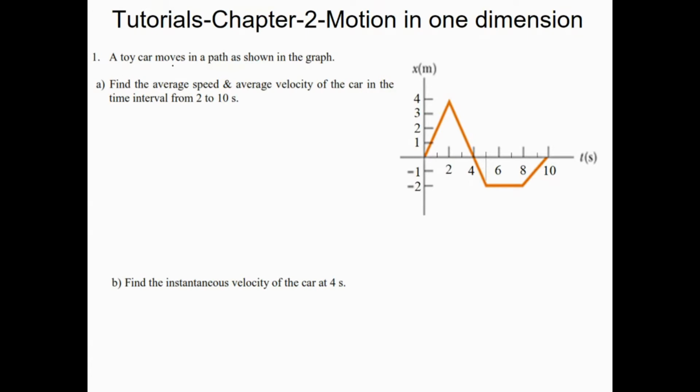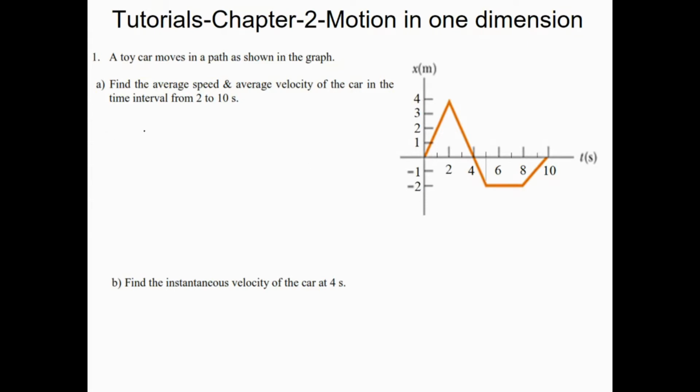A toy car moves in the path as shown in the graph. So the graph is given, and on the y-axis we have the distance, and on the x-axis we have the time. And what are we going to find? We are going to find the average speed as well as the average velocity of the car in the time interval from 2 to 10 seconds. So here we have the time interval on the x-axis, and the distance, that means the path covered by the toy car, is given on the y-axis.